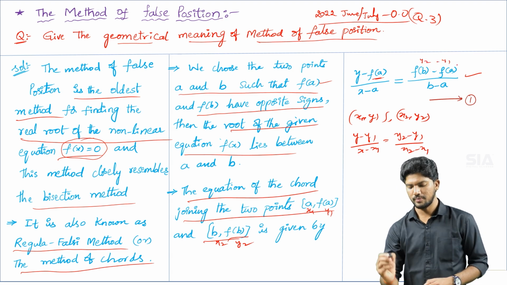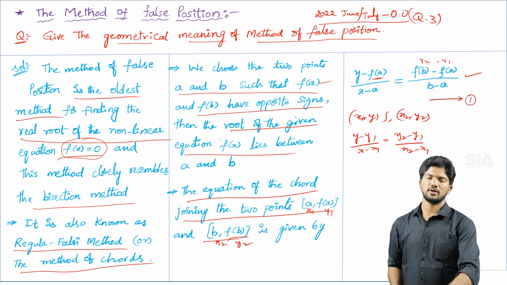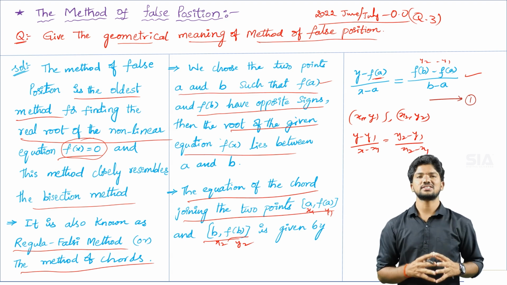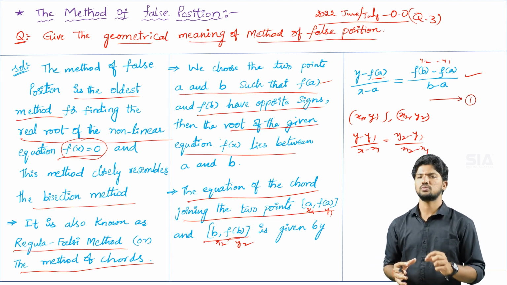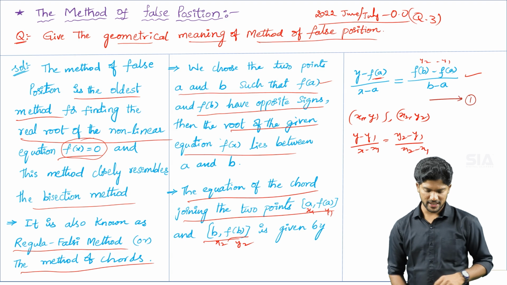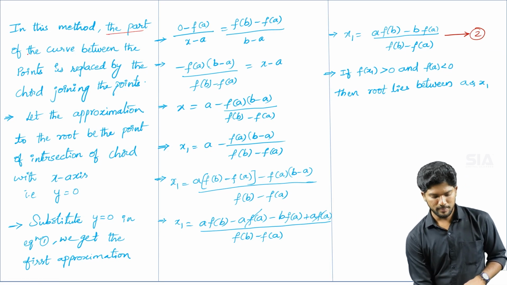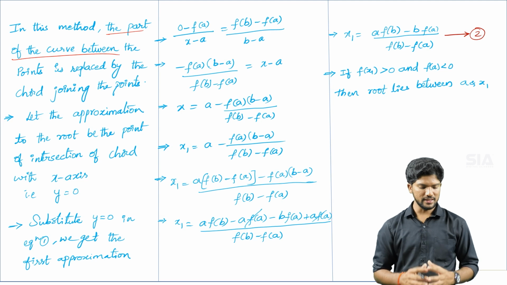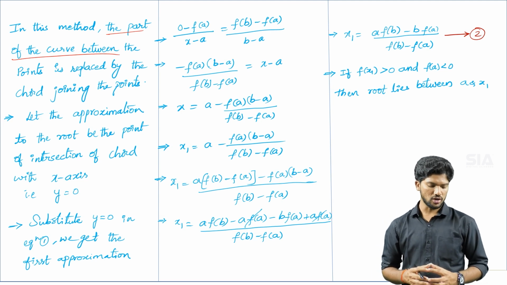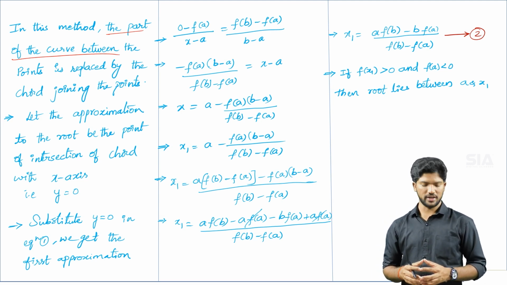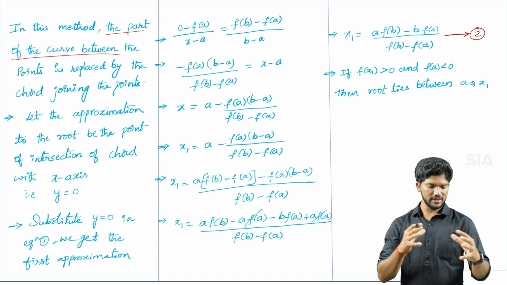y2 minus y1 by x2 minus x1. In this format, you can write the equation of the chord joining these 2 points. Okay, so that is taken as equation number 1. Now, in this method, the part of the curve between the points is replaced by the chord joining the points.